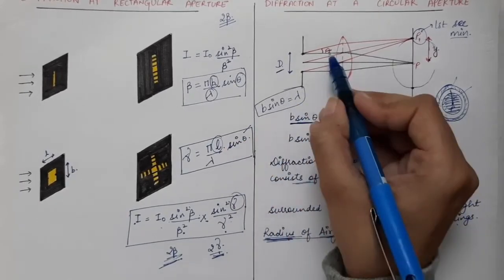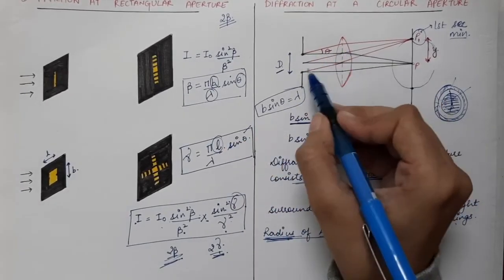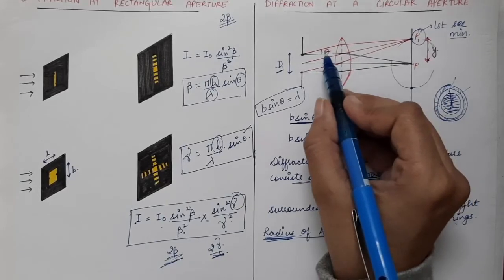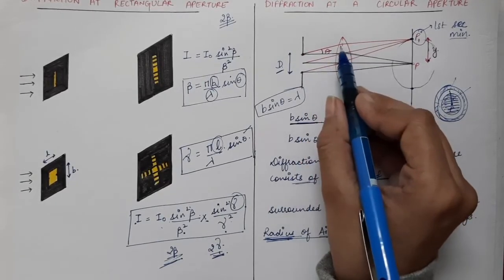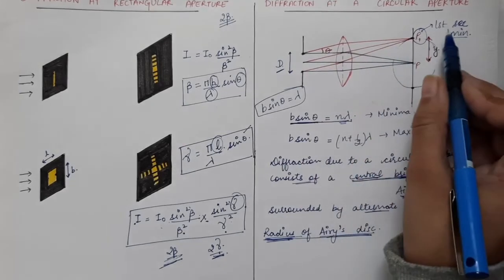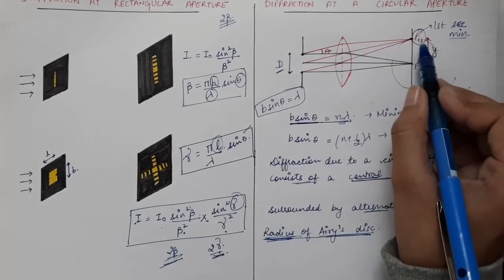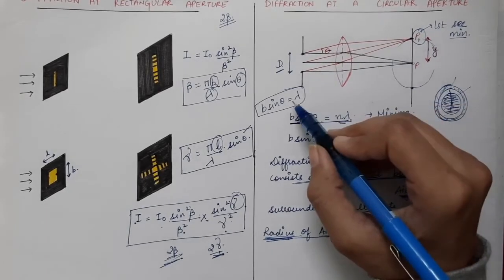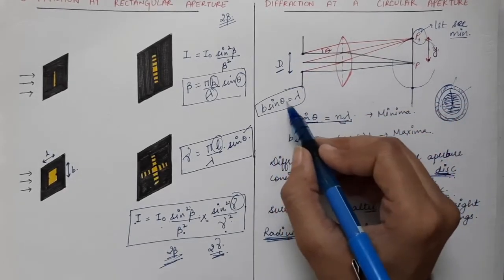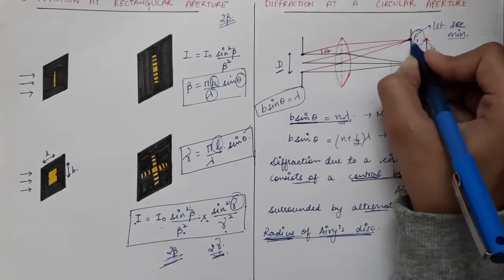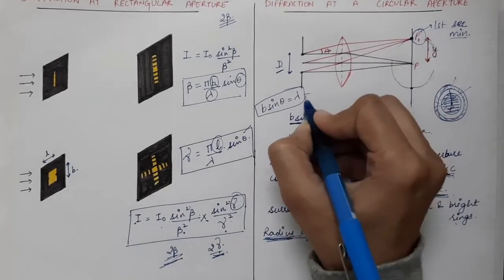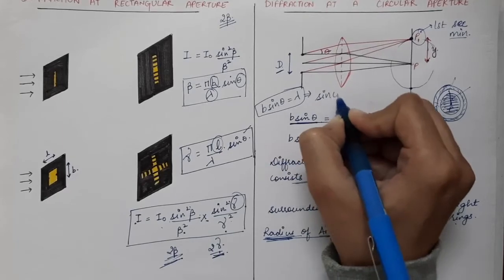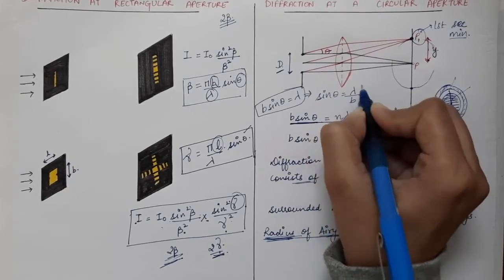Theta is the angle which is made by these light rays with the horizontal. So these light rays are making an angle of theta with the horizontal, and they are reaching the P1 point, which is the first secondary minimum. So we are using the condition of the first secondary minimum, which is b sin theta equal to lambda. So at this point P1, b sin theta is equal to lambda. So from here we can find that sine of theta is equal to lambda divided by b.